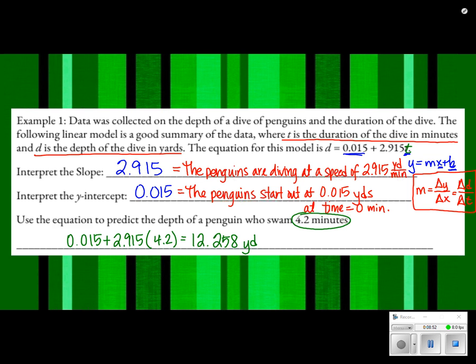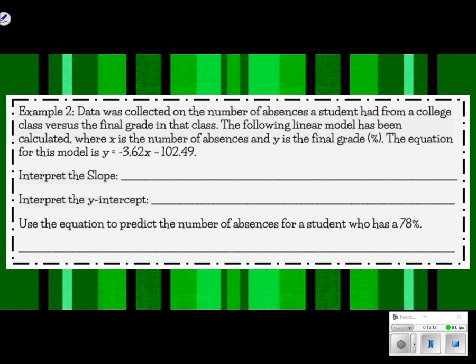All right, example 2, data was collected on the number of absences a student had from a college class versus the final grade in that class. The following linear model has been calculated where x is the number of absences and y is the final grade percentage. The equation for this model is y equals, and we're going to make a change here, negative 3.62x. We're going to change this to plus 102.49. Makes more sense this way.